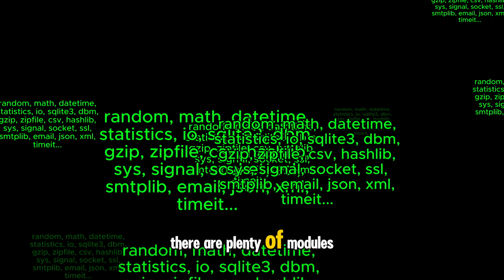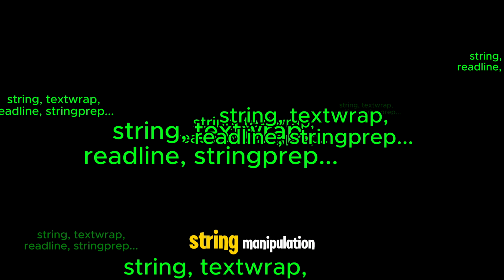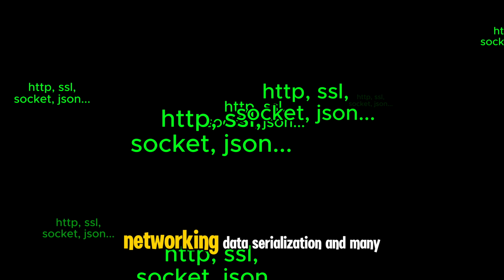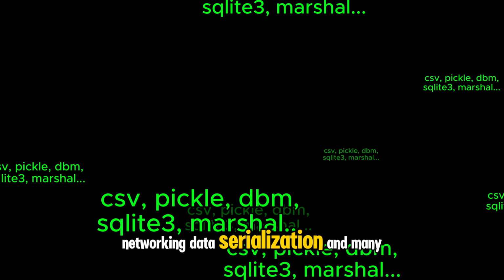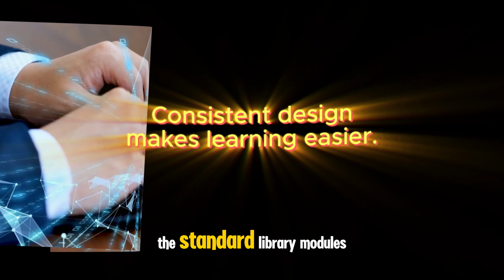There are plenty of modules from the standard library that you can use to perform various tasks such as file input-output, string manipulation, networking, data serialization, and many more. It is easy to use. You simply need to import them in your code, as shown from the previous examples. The standard library modules follow a consistent API design, making them easier to learn and use.